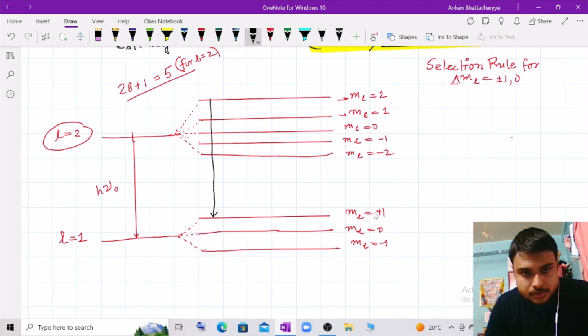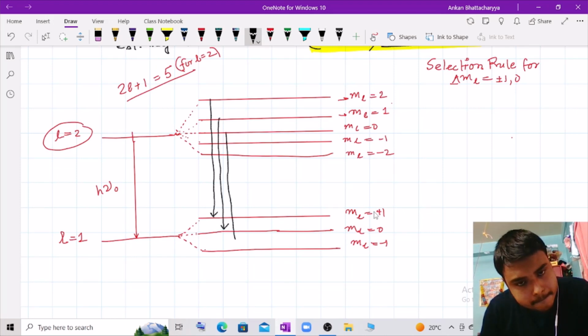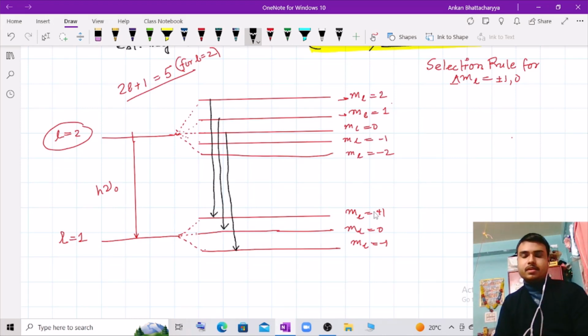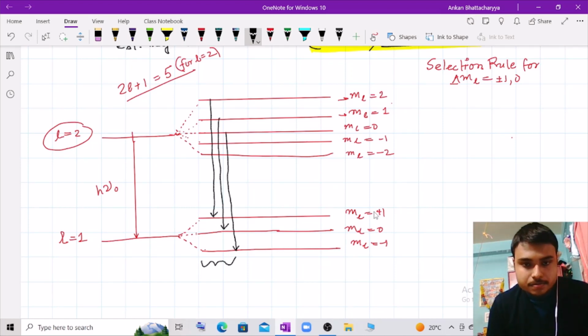so -2. Okay, 2 to 1, 1 to 0, and 0 to -1. For finding the delta ML, you can subtract the initial value of ML from the final ML. So this I have drawn for ML 1 minus 2, that is -1. This I have done for -1.